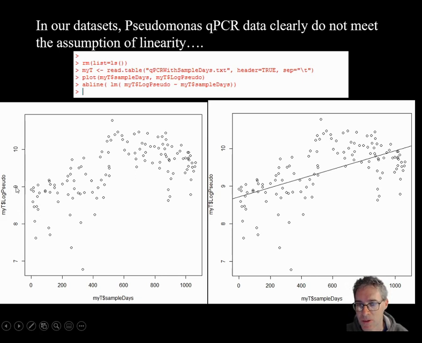So Burkholderia in the previous lecture was one pathogen. This is Pseudomonas, another pathogen that is also an antibiotic-resistant pathogen that's increasing over time. But while the relationship between Burkholderia and sample days was clearly linear, this is less obviously linear. In fact, it looks like it's some kind of saturating function.